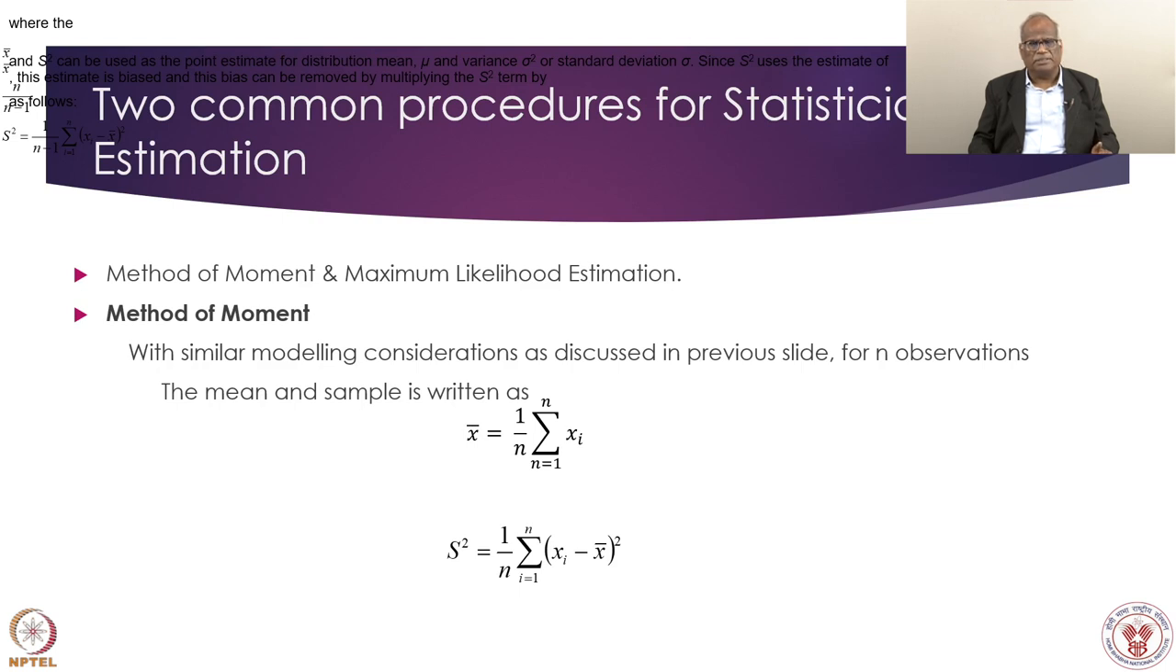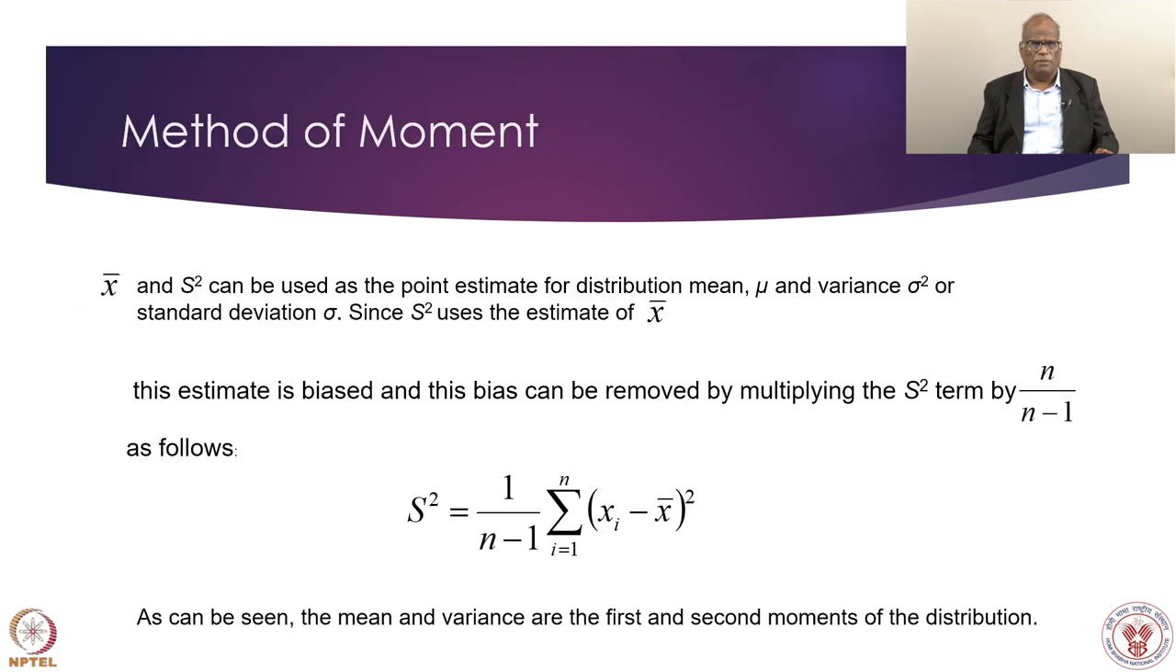The second moment of this parameter is s square, the variance. So here it is 1 upon n, all of us have studied this. And then the deviation from x to x bar, squared, adding 1 to n, which will give us the value of variance. Now this is called the second moment. Okay, x bar and s square can be used as a point estimate of the distribution, mu and variance.